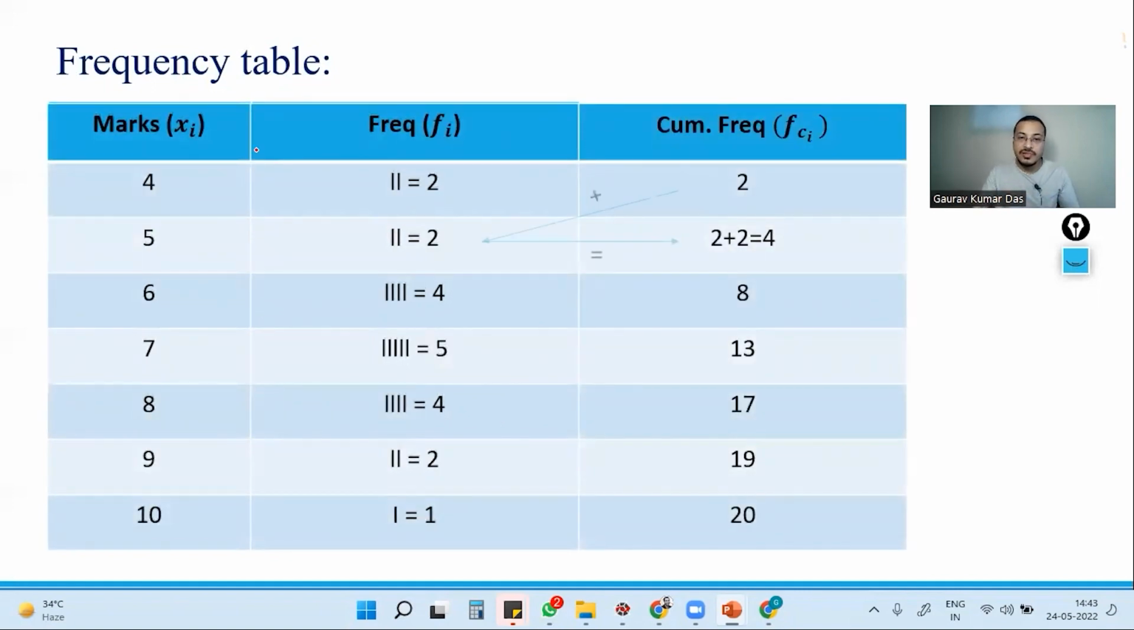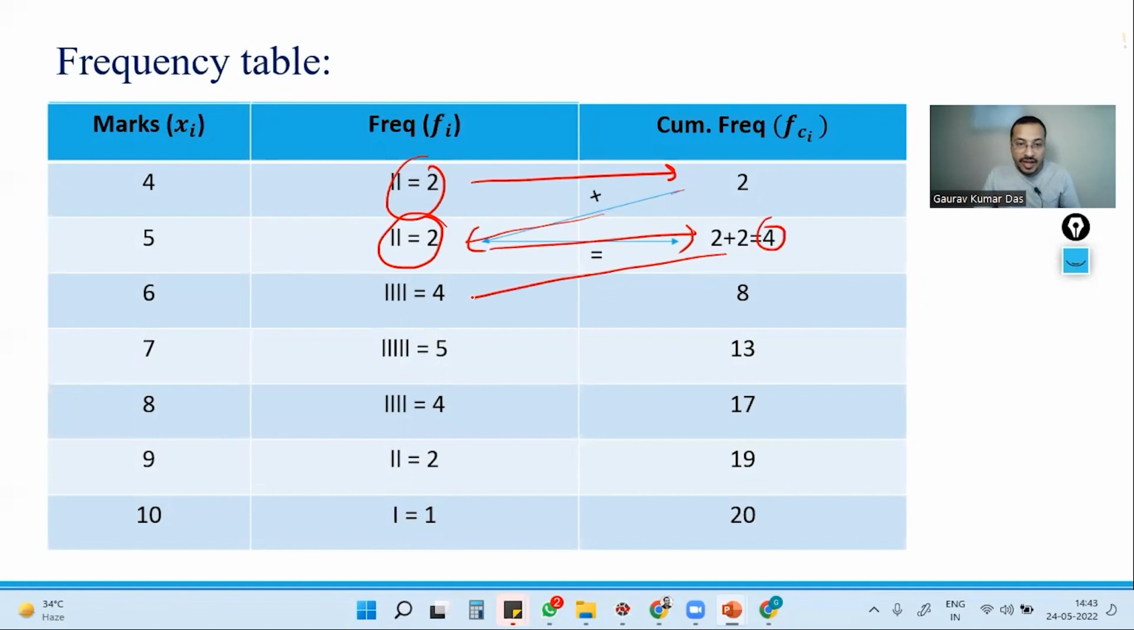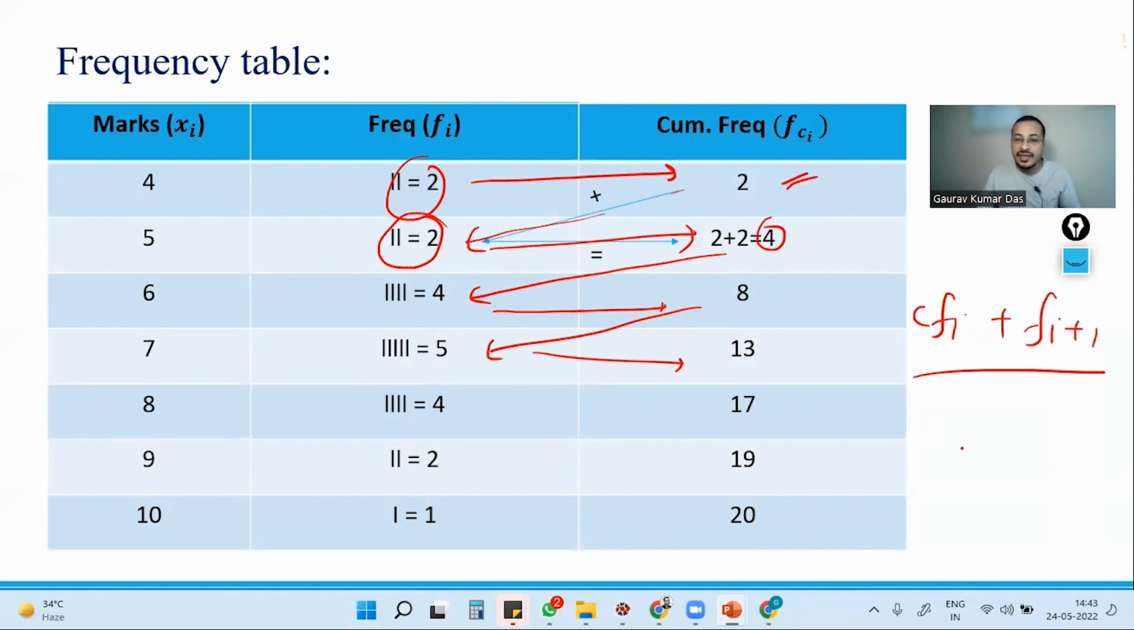It is very simple. First, this particular 2 which you see here goes here. Then we add this particular 2 to give me 2 plus 2 is equal to 4. Then again, this 4 will be added to 4 to give me 8. And again, this 8 will be added with 5. So the present cumulative frequency gets added to the next normal frequency, and then we get the next cumulative frequency.